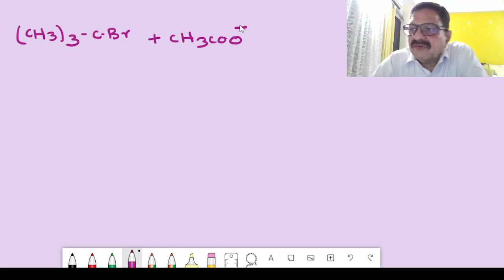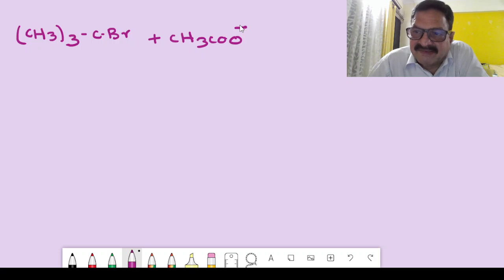The kinetic data here has suggested that this reaction rate will depend upon the concentration of only one reactant. That is the kinetic data: the rate of the reaction depends upon the concentration of only one reactant, the alkyl halide. So the rate equation is first order kinetics.